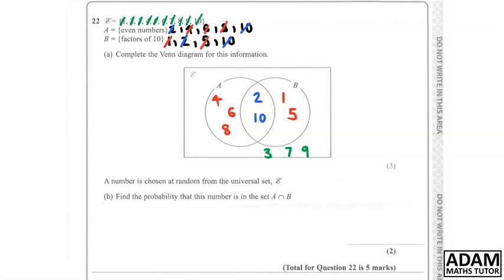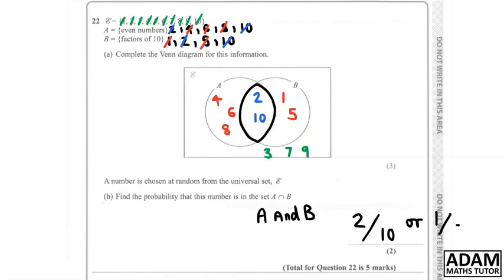A number is chosen at random from the Venn diagram or the universal set. Find the probability that this number is in the set A and B. So this would be the intersection in the middle. There's two numbers out of a total of 10, and you don't have to simplify probability, but you can, if you wanted to, write this as 1/5.